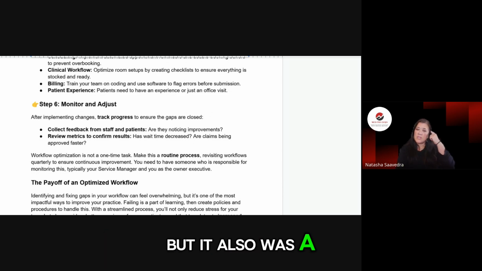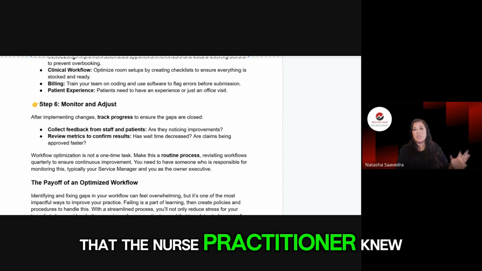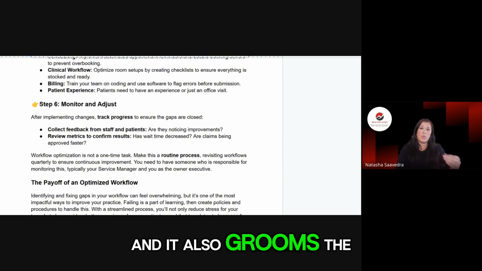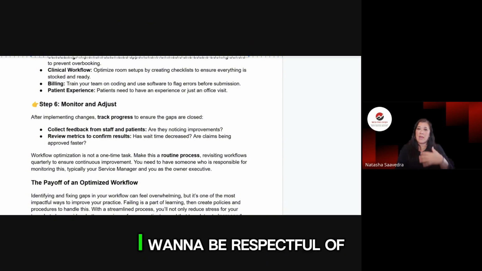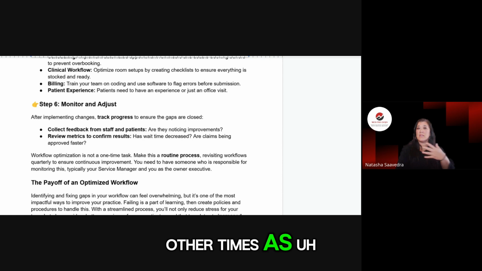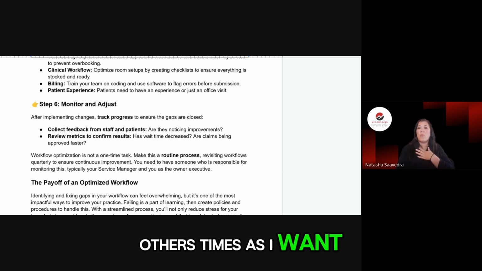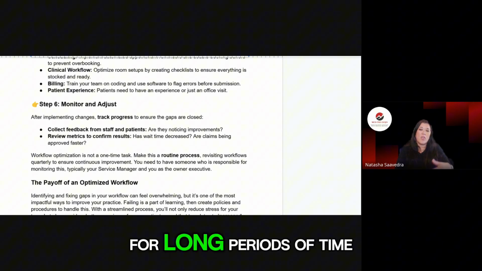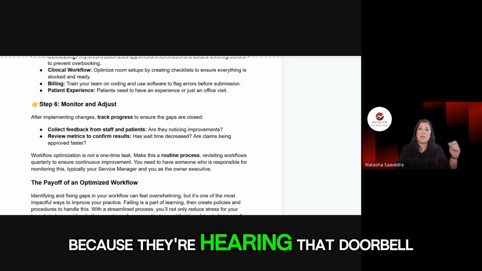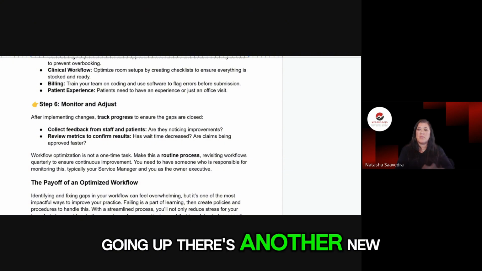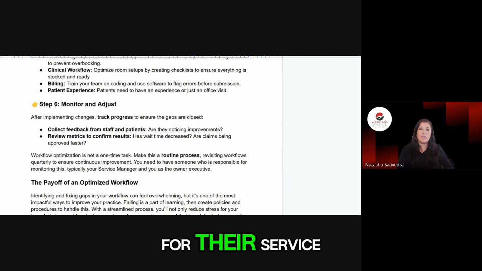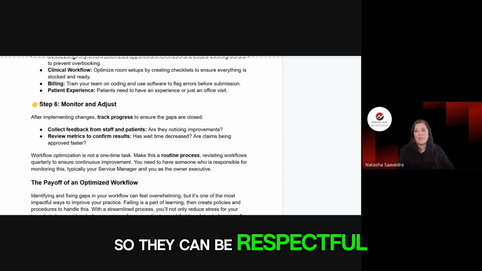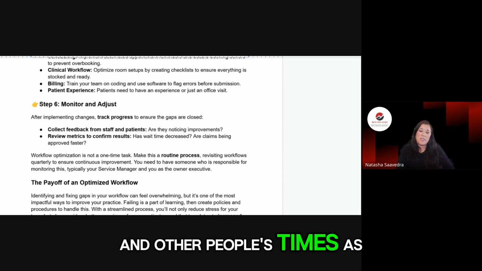But it also was a little mental thing that the nurse practitioner knew, okay, there's another person on deck. And it also grooms the patients to know, hey, I want to be respectful of others' times as I want my time to be respected. They're not going to sit and talk to the provider for long periods of time because they're hearing that doorbell as well, going, oh, there's another new patient. So they're going to get in for their service and then move out for the rest of it so they can be respectful of their time and other people's times as well.